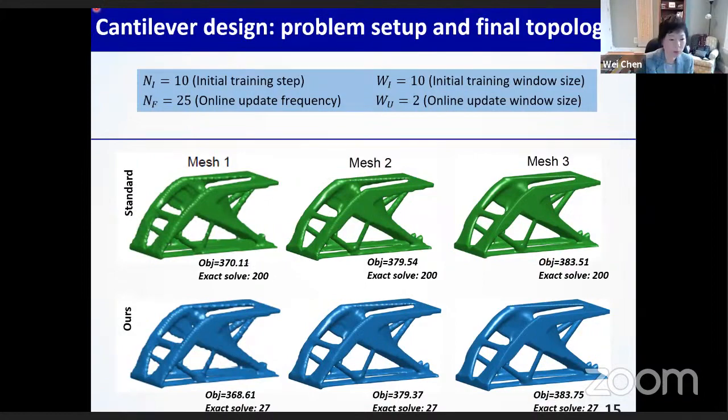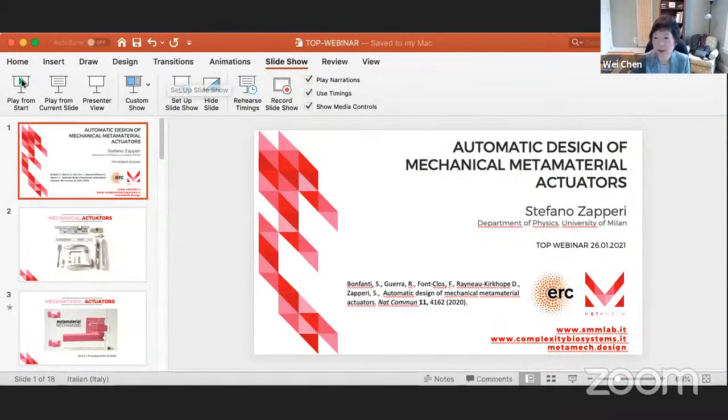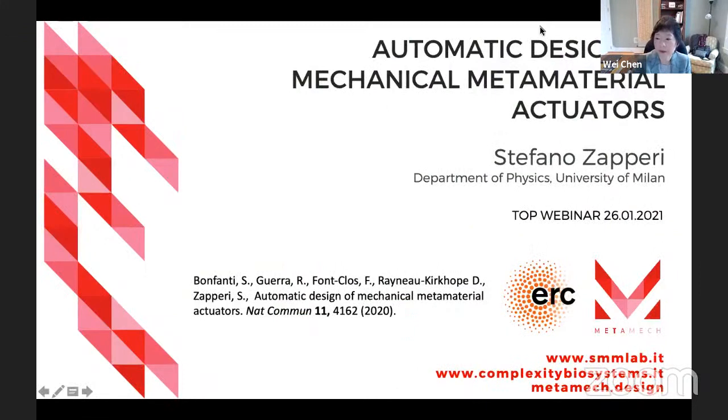Well, I think we have to move on to the next speaker, and so many good questions were raised, and if we have time at the end, we're going to revisit those questions. So I'd like to introduce our next speaker, Professor Stefano Zapperi. He is a professor of theoretical physics of matter and the coordinator of the Center for Complexity and Biosystems at the University of Milan. His talk is on automatic design of mechanical metamaterial actuators, and the work is published in Nature Communications. Professor Zapperi, please.